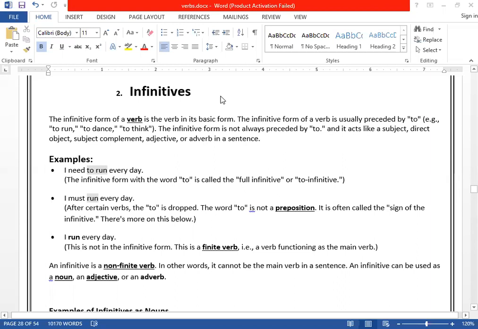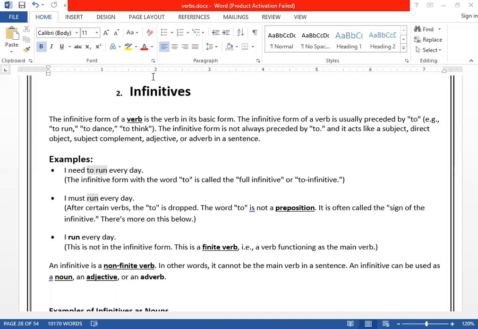Yesterday we studied finite and non-finite verbs. Then we talked about the non-finite verbs. It has got three types. Number one, gerund. Number two, infinitives. And number three, participles. So yesterday we studied gerund, and today we want to move towards infinitives. Clear, what are infinitives? Let's talk about infinitives.